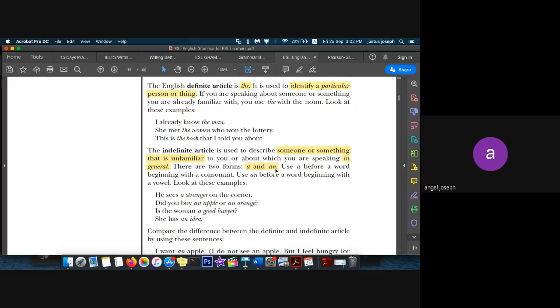A is used before a consonant. Okay, I'll explain this to you. An is used before a vowel sound. Okay, let's look at the examples.